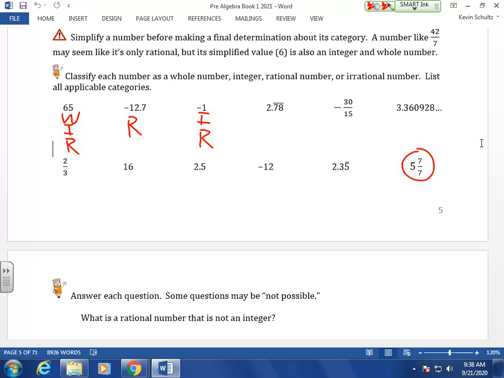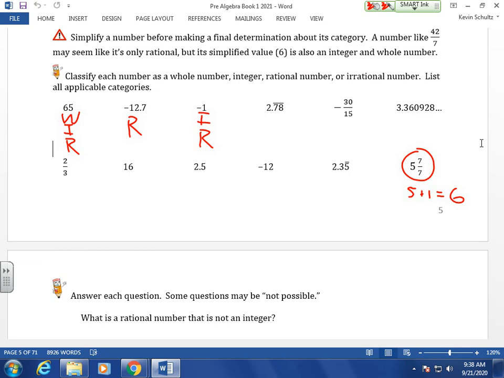What value does 5 and 7/7 have? Do we have an opportunity to rewrite this as an equivalent value? What is it? 6, right? That 7/7 represents another whole. 5 plus 7/7, or 5 plus 1 whole, equals 6.